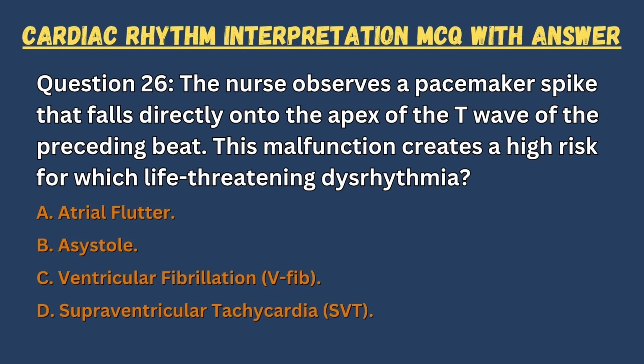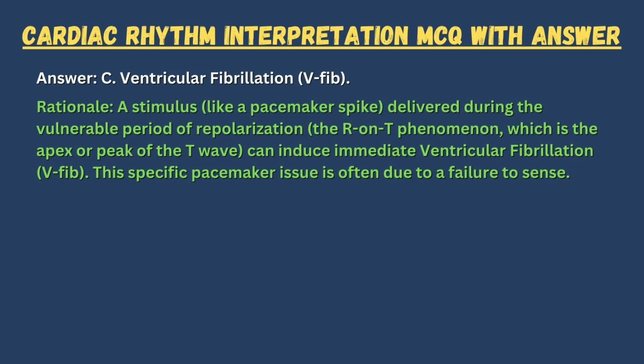Question 26. The nurse observes a pacemaker spike that falls directly onto the apex of the T wave of the preceding beat. This malfunction creates a high risk for which life-threatening dysrhythmia? A. Atrial flutter. B. Asystole. C. Ventricular fibrillation V-Fib. D. Supraventricular tachycardia SVT. Answer: C.